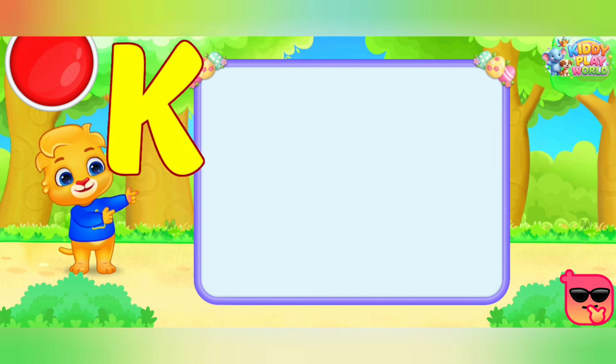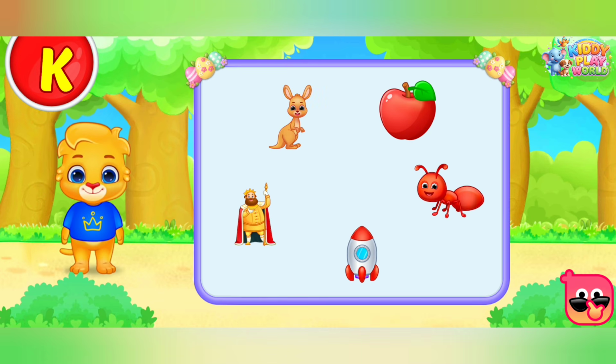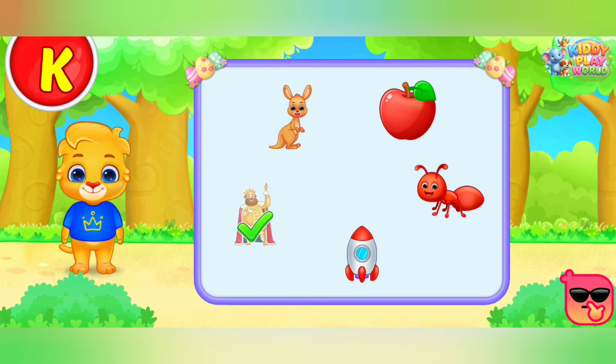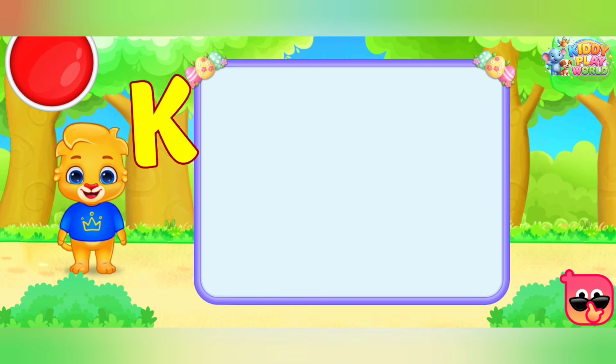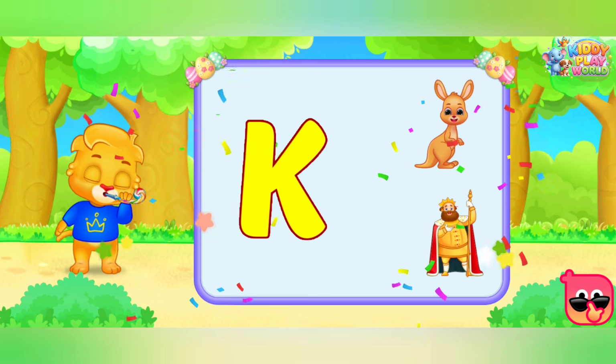Tap the picture that starts with letter K. K is for kangaroo. K is for king. Well done!